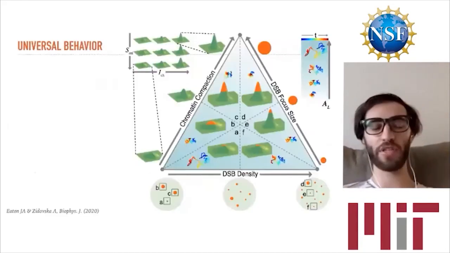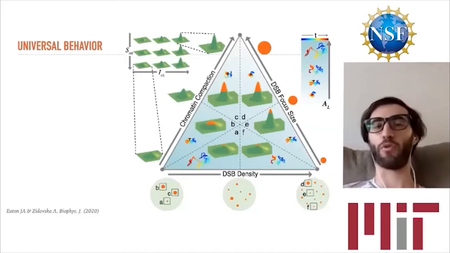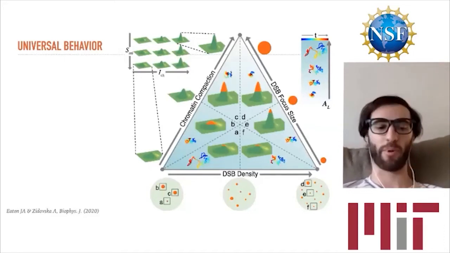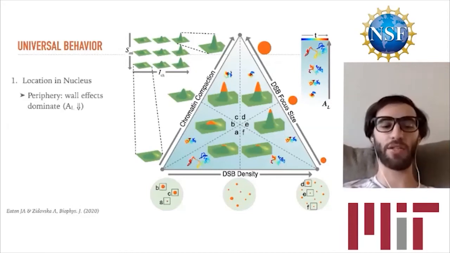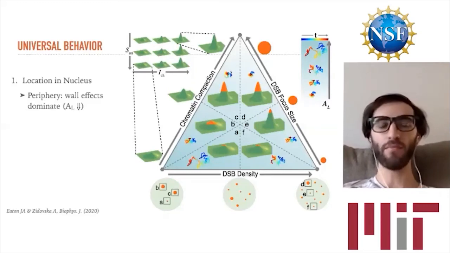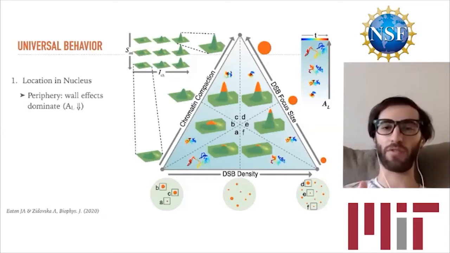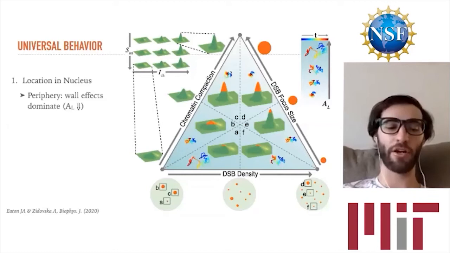So using all of these different results, we can put together this chart describing the universal behavior of what affects the dynamics of double-strand break foci. What we first find is that what dominates mobility is location inside the cell nucleus. When you have a break in the nuclear periphery, these wall effects appear to dominate, and you get this lower mobility. Once you're in the nuclear interior, then the dynamics are best described by this map that we show right here.